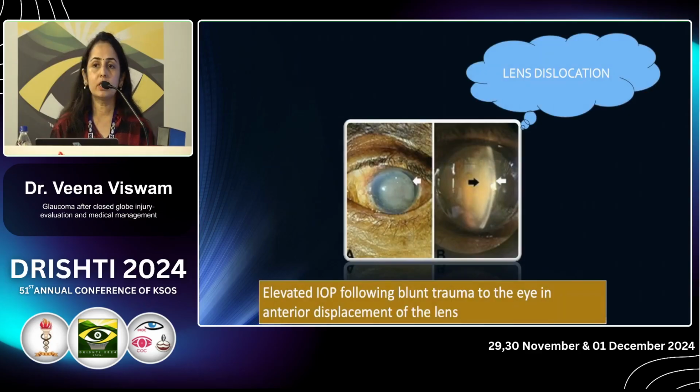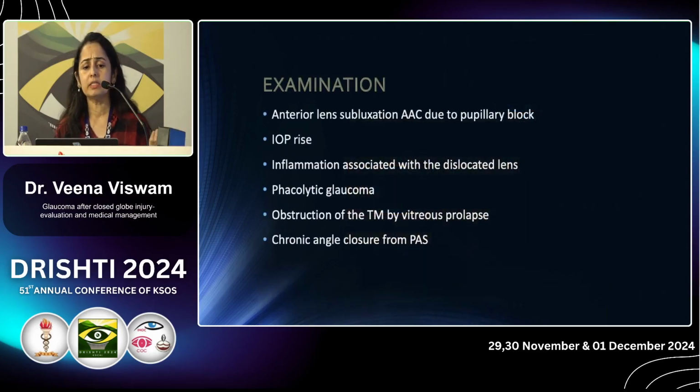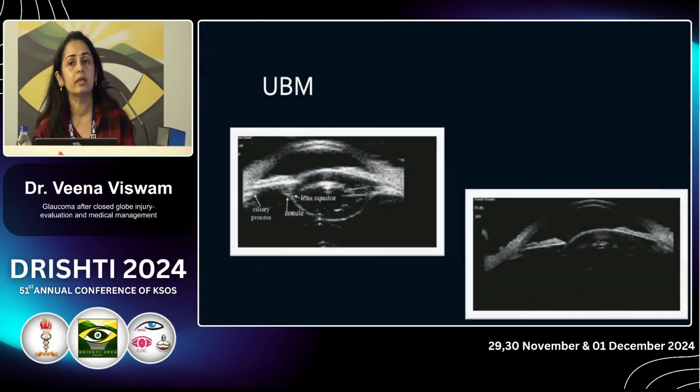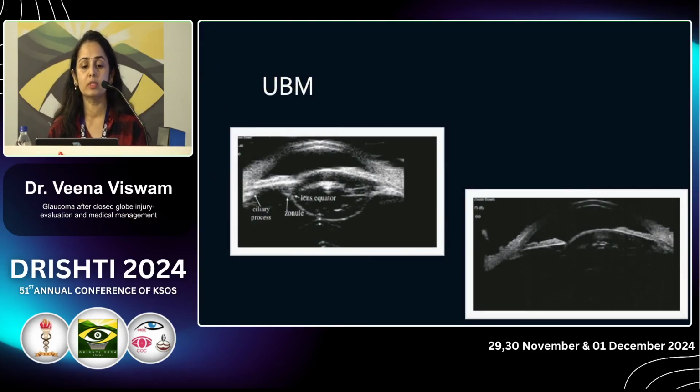Now coming to lens dislocation, Dr. Mini Mathew has already told you the ways by which lens dislocation can cause raised intraocular pressure. Anterior dislocation can result in pupillary block and raised intraocular pressure. Posterior dislocation can result in prolapse of the vitreous into the anterior chamber and result in pupillary block. So anterior subluxation should be checked. Inflammation associated with dislocated lens can cause IOP rise. Phacolytic glaucoma, or obstruction of trabecular meshwork by vitreous prolapse, or chronic angle closure from peripheral anterior synechiae, all these can cause IOP rise in these patients. UBM also sometimes gives clues regarding this.